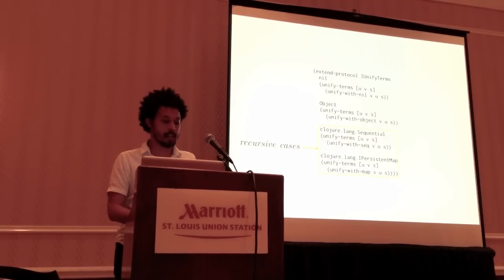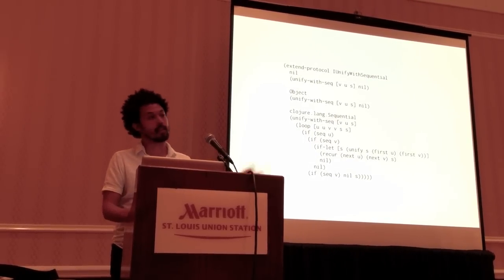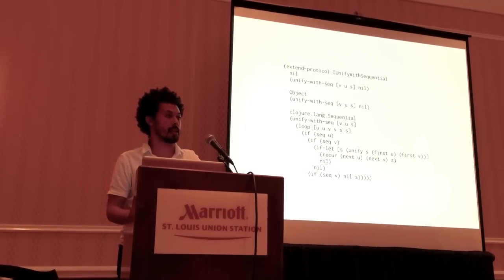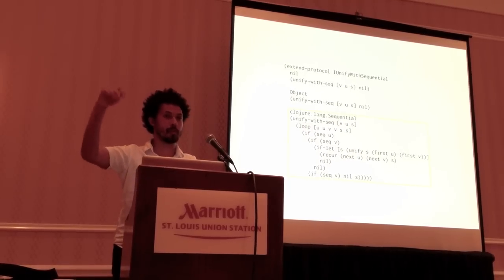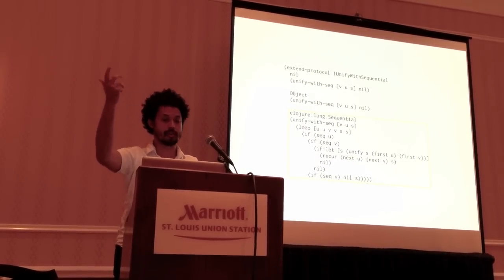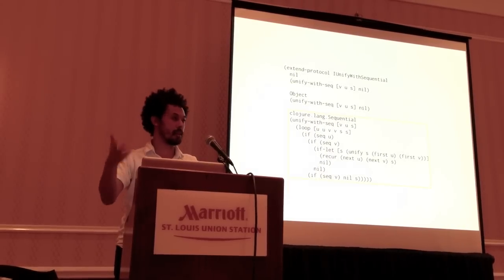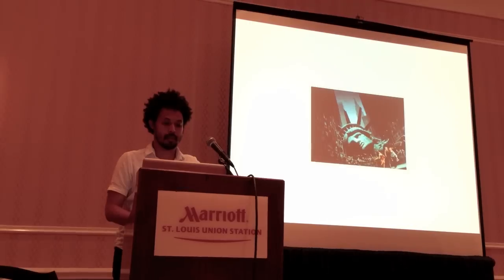And again, these are the recursive cases. I'm not going to spend too much time on them because they look exactly the same as the list cases in miniKanren for Scheme. We just go through these sequential-like things and unify each one of the values they have. Again, vectors, lists, lazy sequences, they can all be unified with this case.